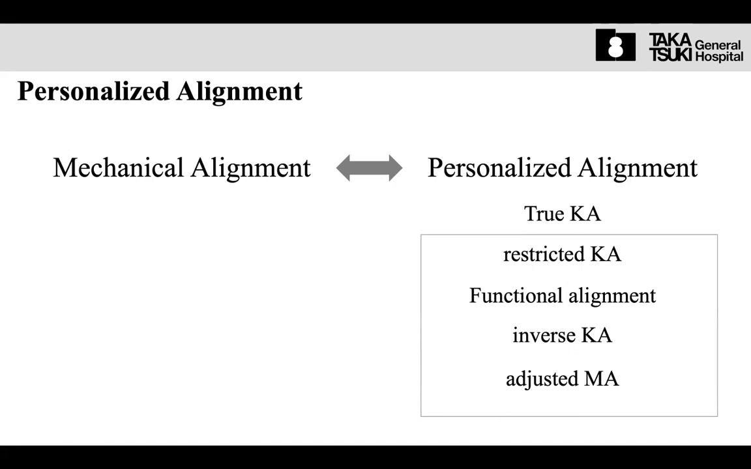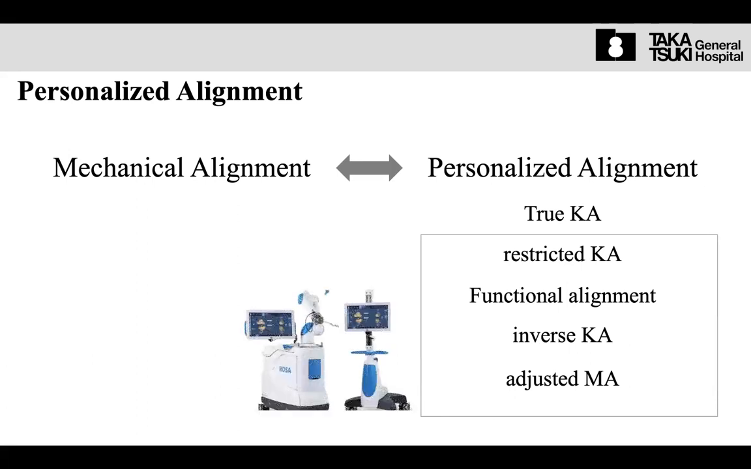But other than true kinematic alignment, we require some computer-aided devices, because they require precise control of the alignment or gap balance. It is virtually impossible using mechanical instruments or robot or PSI. Or we can even use handheld-type navigation or handheld-type robots.